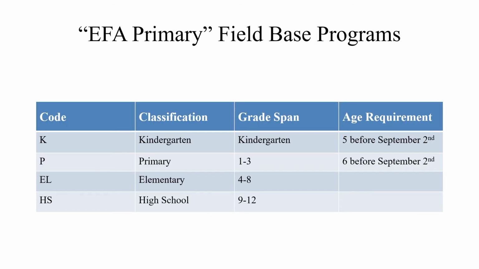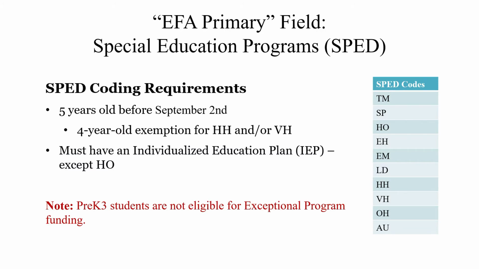There are a couple of requirements based on South Carolina law that we need to remember. Students coded as kindergartners must be 5 years of age before September 2nd of the current school year, and first grade students must be at least 6 years of age on September 2nd of the current school year. Your school or district special education coordinator should supply specific coding information for students in an exceptional program category.